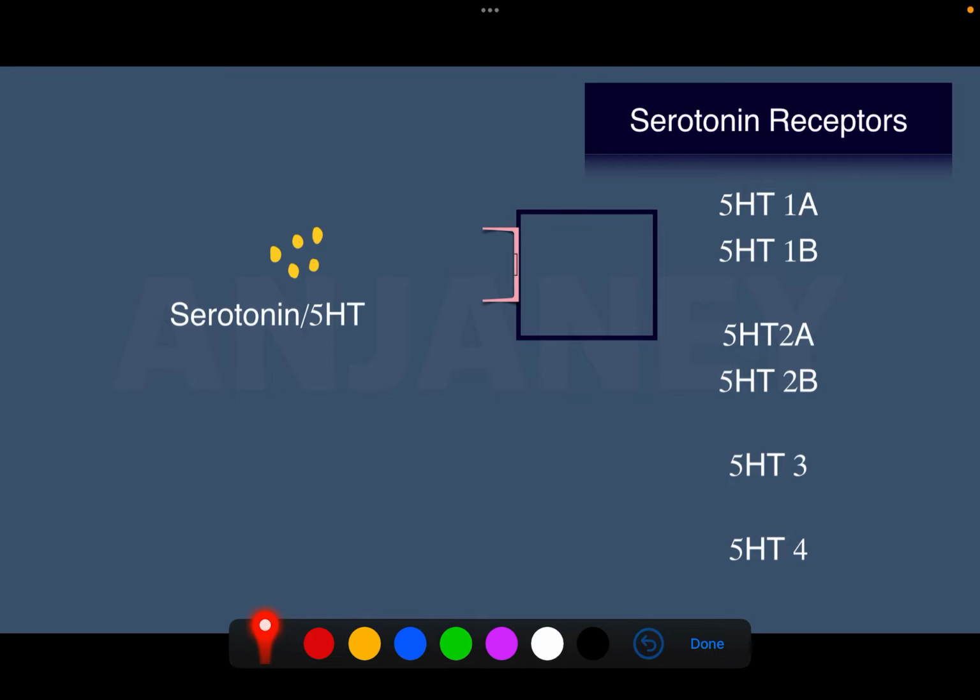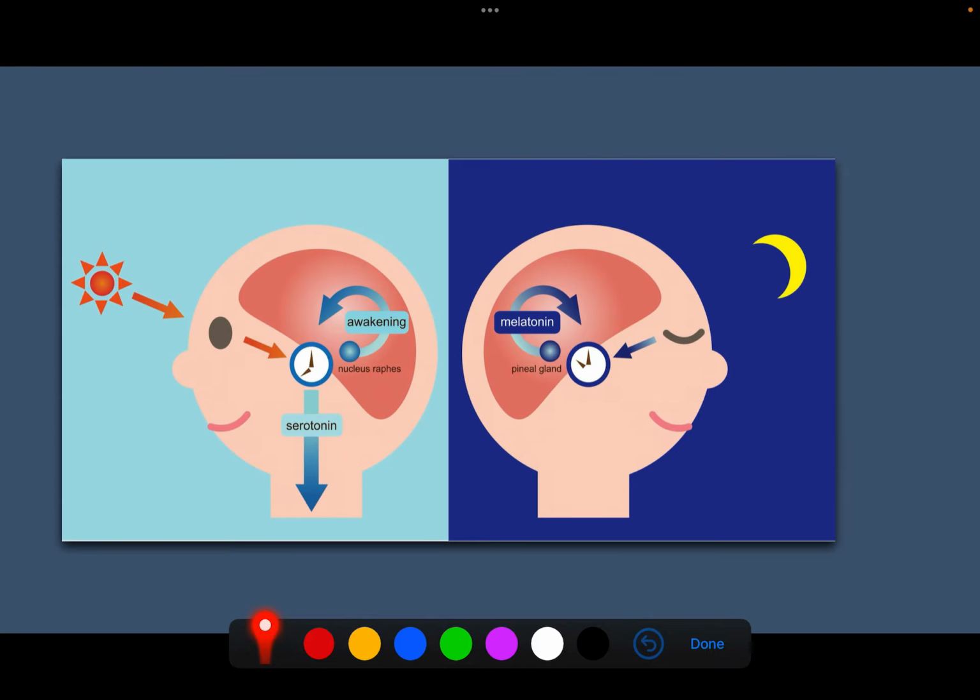Hello everyone, we are doing serotonin and its receptors in this module. So let's see what's the physiology of serotonin. Serotonin is the hormone that is responsible for keeping us awake. It is secreted during the daytime, and during night time melatonin is released, which is responsible for sleep.